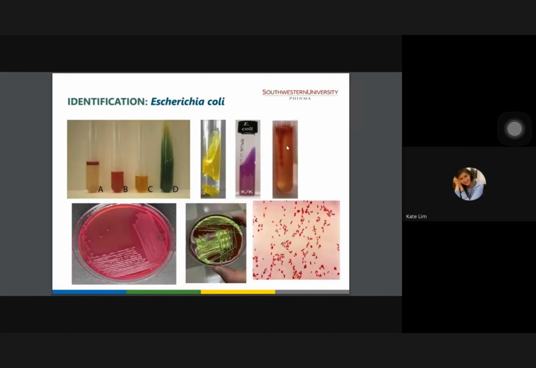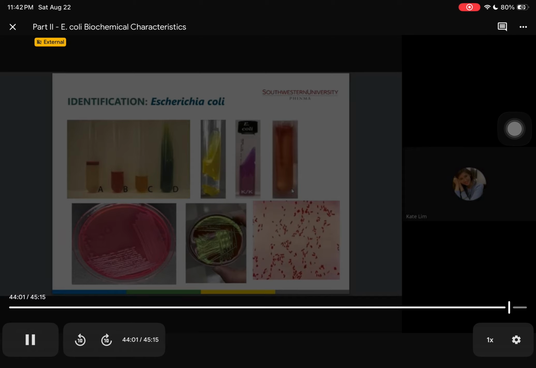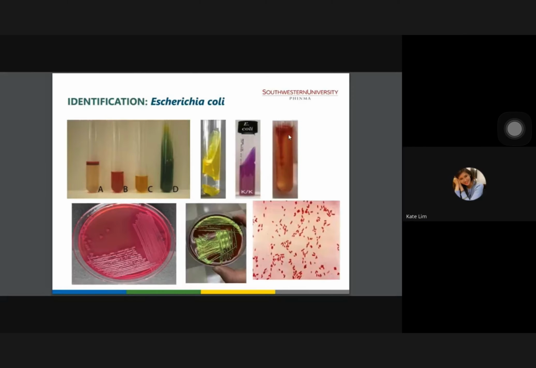So what is this one? This is actually the motility test. So that is the motility test. So this would actually tell you if your E. coli is motile or not. Is it motile? It is motile. So how do you read this? If there's diffuse growth along the stab agar, is there growth in the stab agar? This one, this is the growth. So it would tell you that it is motile.